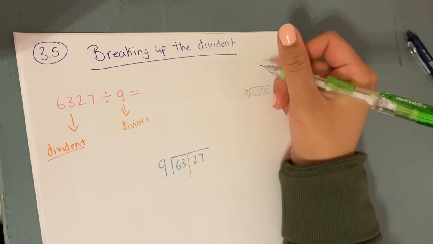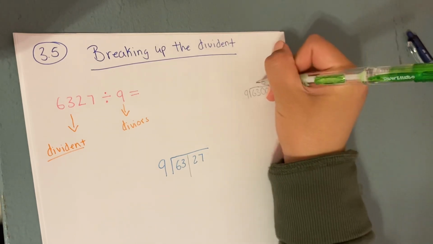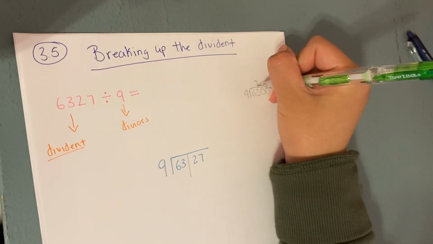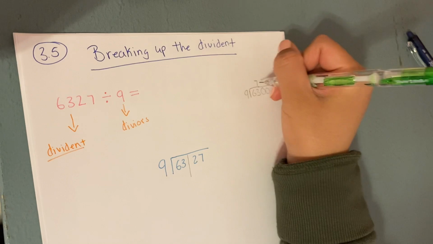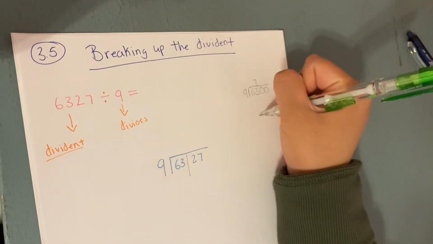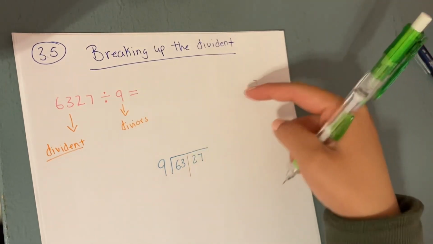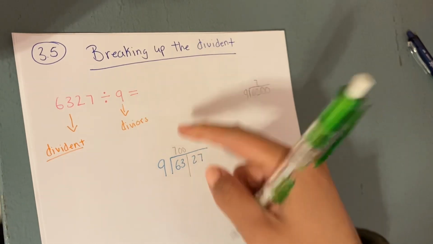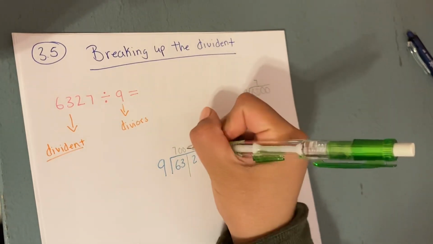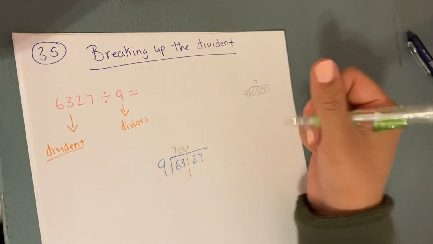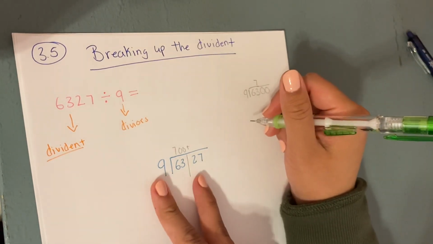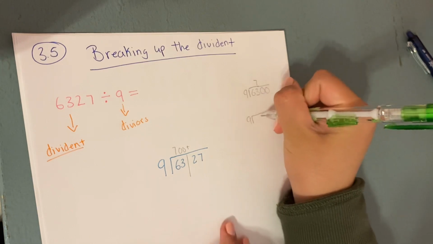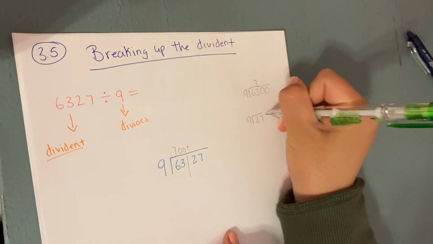So 63 divided by 9 is going to be 7. 9 goes into 63 7 times. So we're going to go ahead and bring the 7 over and the 2 zeros. Keep it in place value form. Put a little plus sign. And then we're going to go ahead and start working with 27 divided by 9.